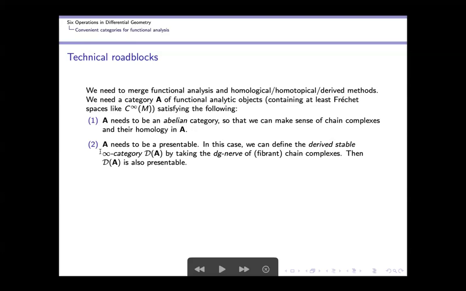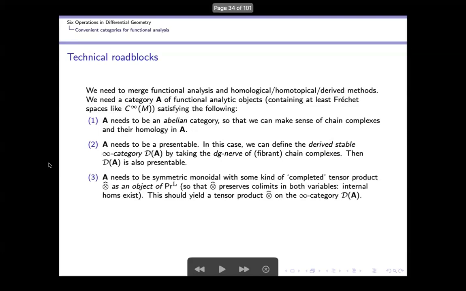So once you're presentable, there are very satisfactory ways to make sense of the derived category or the derived infinity category. There's a natural subcategory of filtered chain complexes that presents a very well behaved infinity category, and that's the setting that we want to be working in.